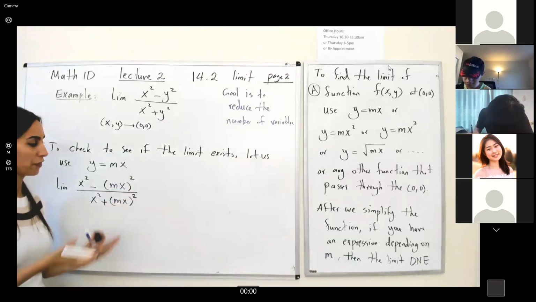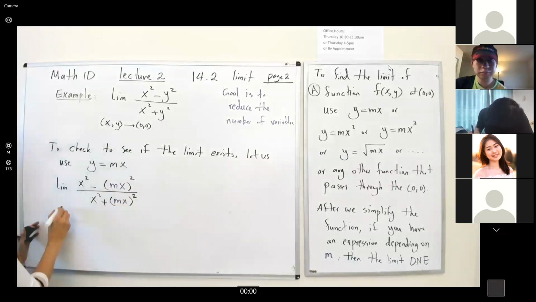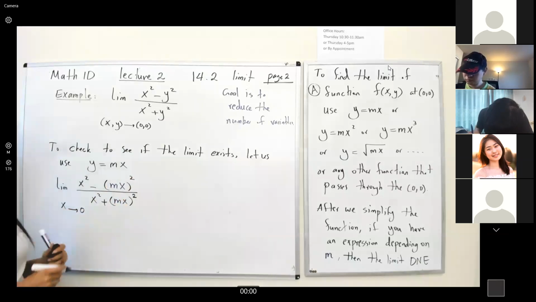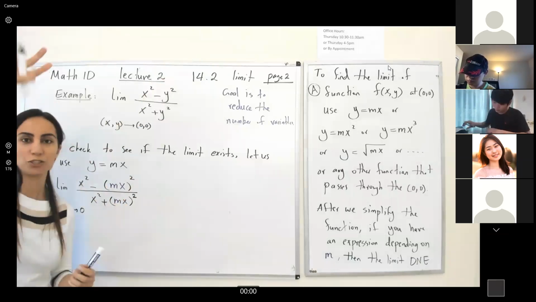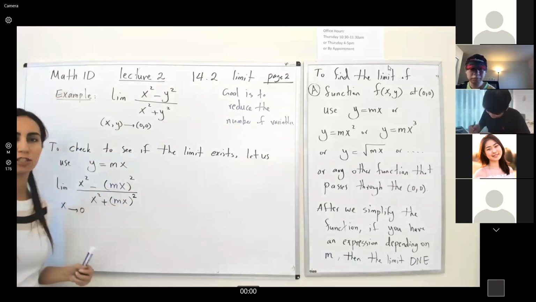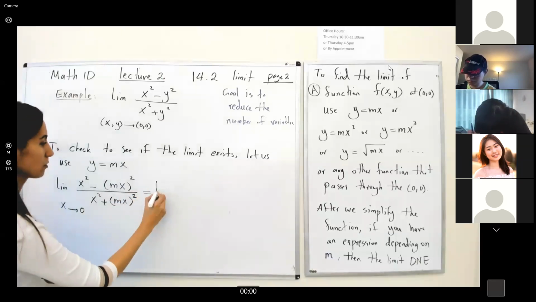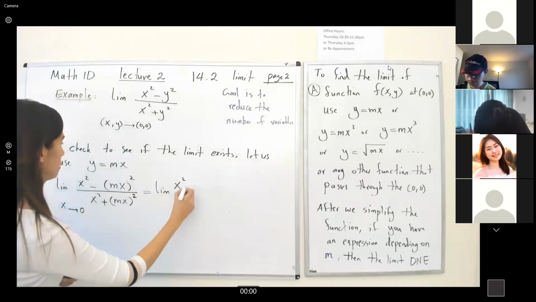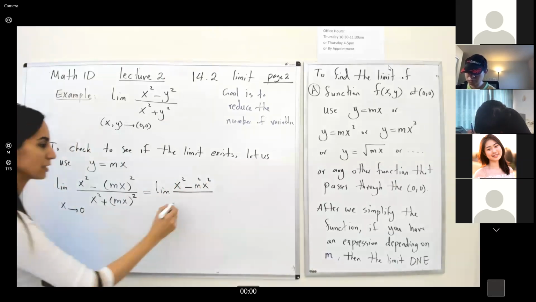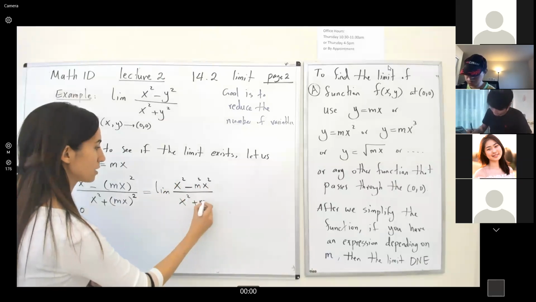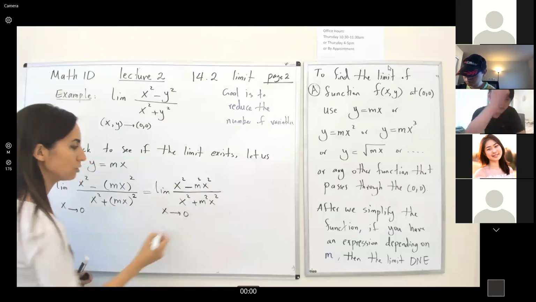And note that this new function doesn't have any y in it. So now you're just sending x to 0. We simplified this function in two variables into a function in just one variable. This is equal to the limit of x squared minus m squared x squared divided by x squared plus m squared x squared, x goes to 0.